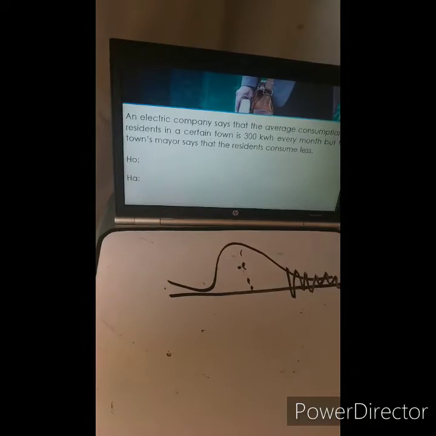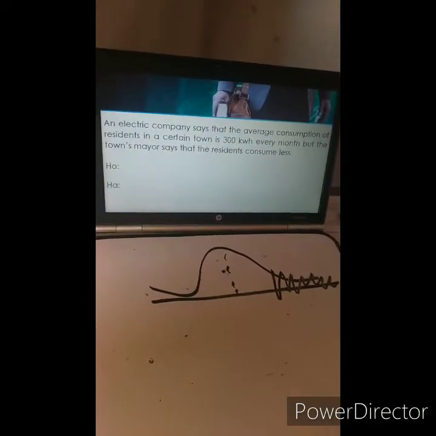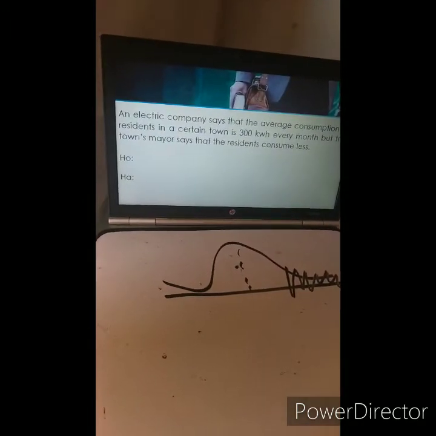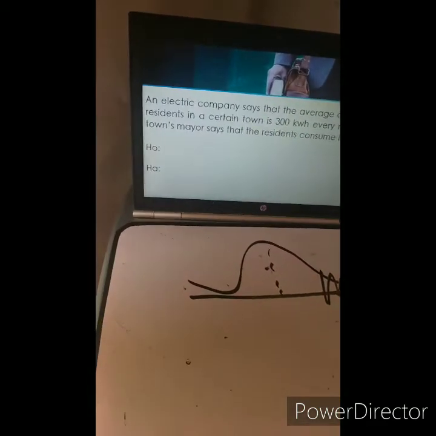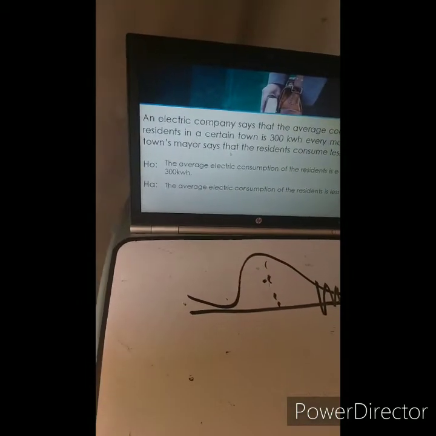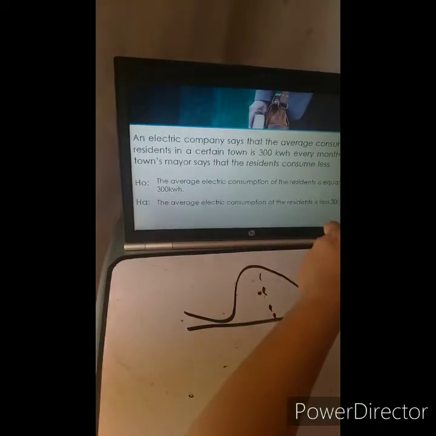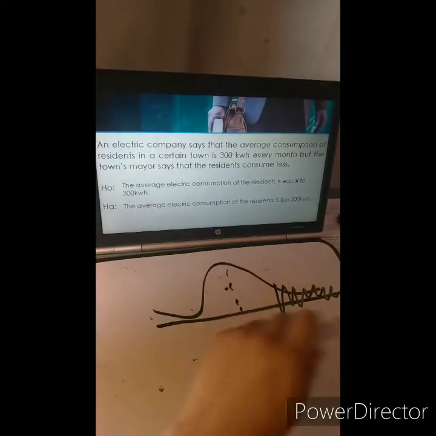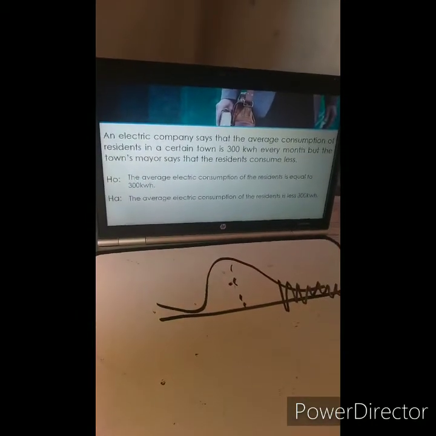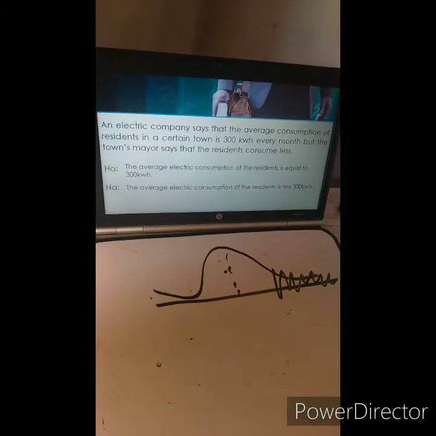Another example: an electric company says that the average consumption of residents in a certain town is 300 kilowatts per hour every month, but the town's mayor says that the residents consume less. So what will be our null hypothesis? Our null hypothesis is that the average electric consumption of residents is equal to 300 kilowatts per hour. And the alternative hypothesis is the average electric consumption of the residents is less than 300 kilowatts per hour. Because it says there that the mayor says it's less than, right?